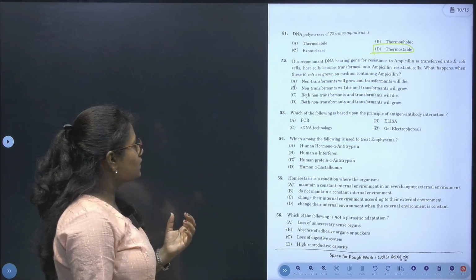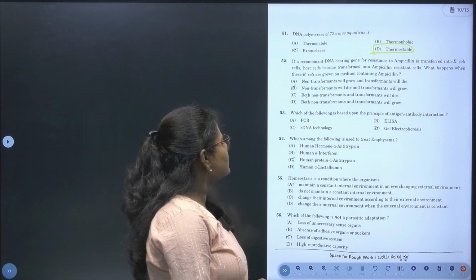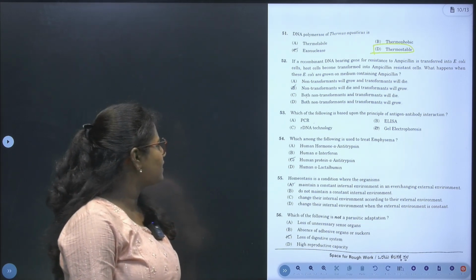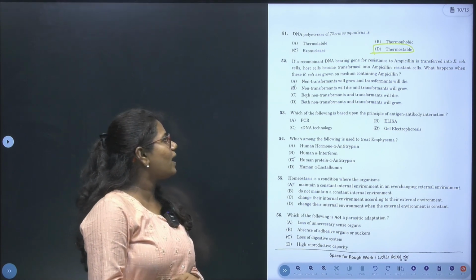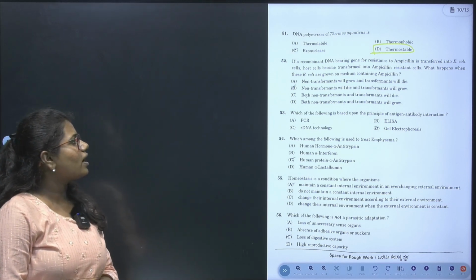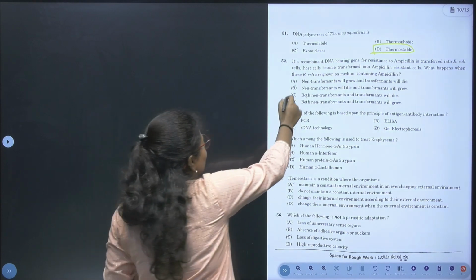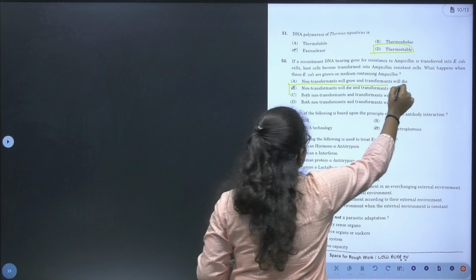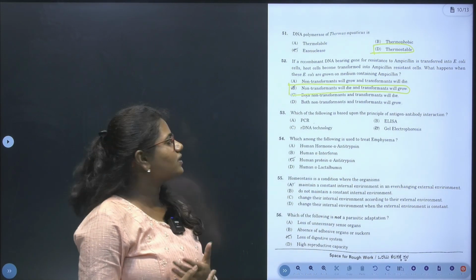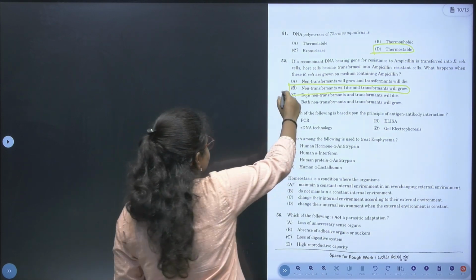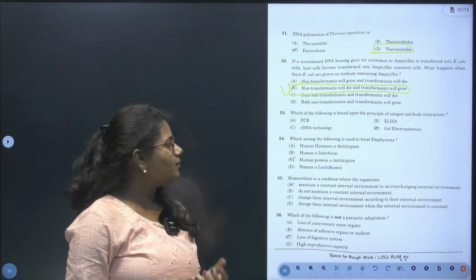Next, if a recombinant DNA bearing the gene for resistance to ampicillin is transferred into E. coli cells, host cells become transformed into ampicillin resistant cells. What happens when these E. coli are grown on medium containing ampicillin? Here we know that the non-transformants, which don't have the resistance genes, will die, and the transformants, which have the resistance genes, will survive and grow. So the correct answer here is B, that is non-transformants will die and transformants will grow.